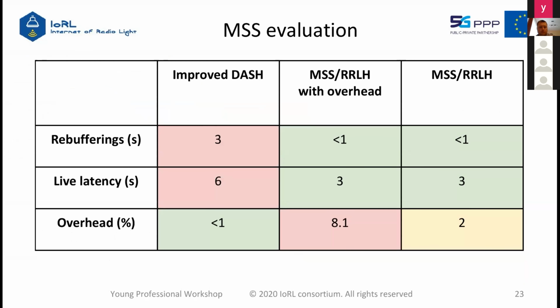To summarize the evaluations, the state-of-the-art player has a lot of rebuffering, which means that it does not have good reliability, and also a high live latency, but the two are related. Our solutions are more reliable and have a lower live latency. In terms of overhead, with our overhead reduction mechanism, we have been able to reduce the overhead of the system from 8% to only 2%, which means that we only have a few frames of overhead in our system.